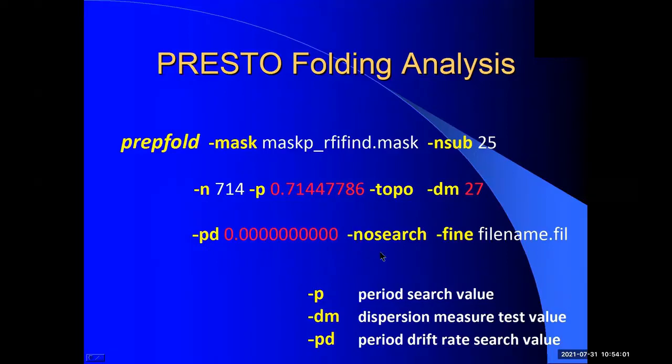You call up no search. If you don't call up no search, then it will search over a tremendous range of periods, dispersion measures and period dots, and it will find probably some of your best RFI. Find tells you to do it. Find and file now fill is your filter bank program produced by the GNU Radio software.